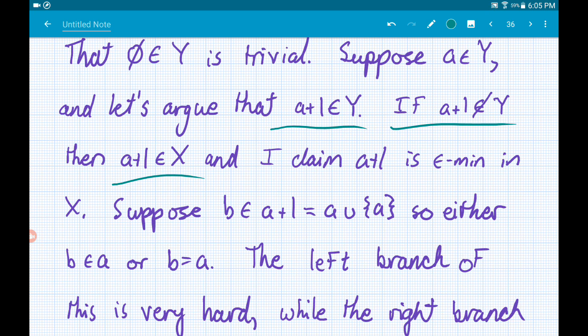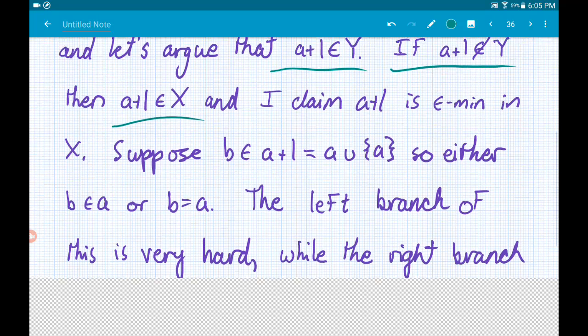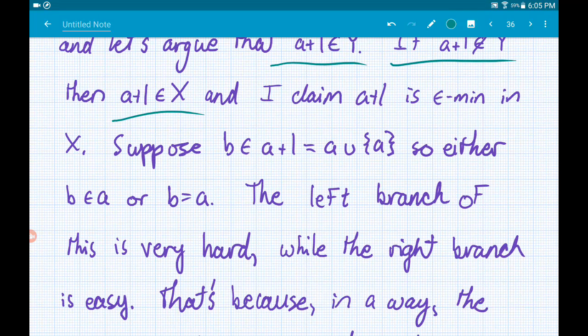Since a plus 1 is in x, but by assumption from back up here, a is not in x, I claim that it should come out that a plus 1 is in min, in x. How do I show that a plus 1 is in min? Well, I need to show that if anything is in a plus 1, it is not in x. How am I going to do that? I take an arbitrary element b out of a plus 1. Of course, as always, this implies that either b is in a or b is equal to a.